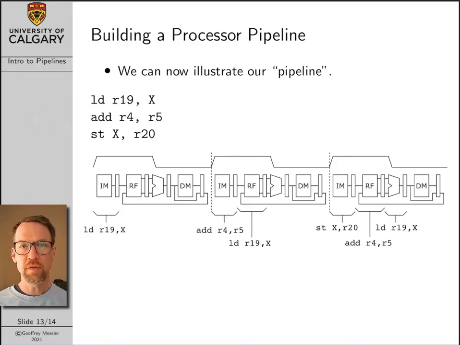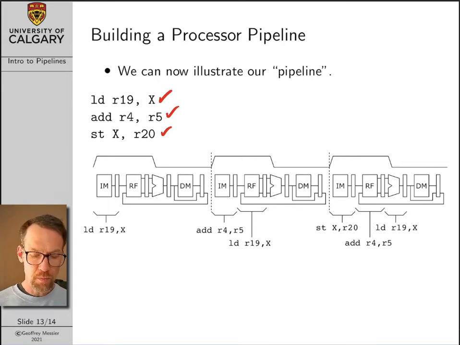Okay, so with all this in place, we can now do our first example. And so what I'm showing here is a very simple AVR machine or assembly language program, 3 commands. We are going to load a value from data memory into register 19. We're going to do an add operation, and then we're going to do store.